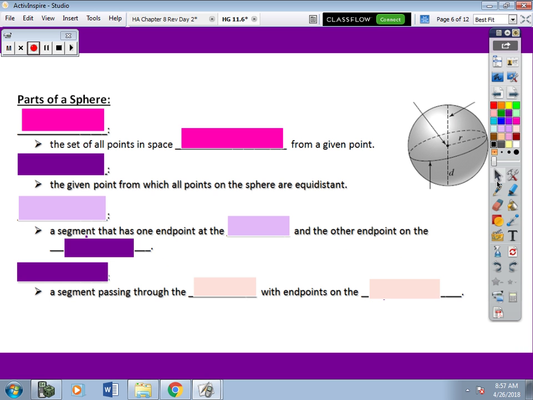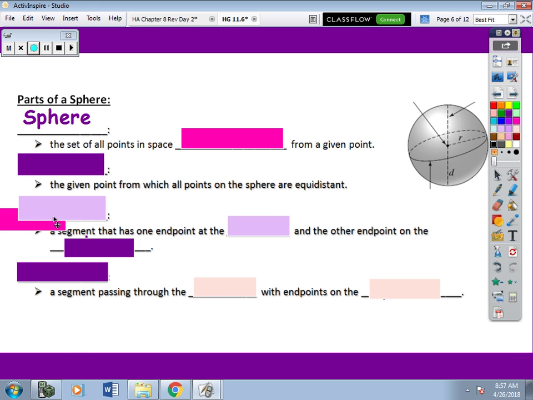All right, so our sphere obviously looks like a ball that you would play lacrosse with, or basketball, or baseball. Again, there's really only one dimension, and that's the radius. You can also think there's the diameter, but that's just twice the radius. And then we have a center.